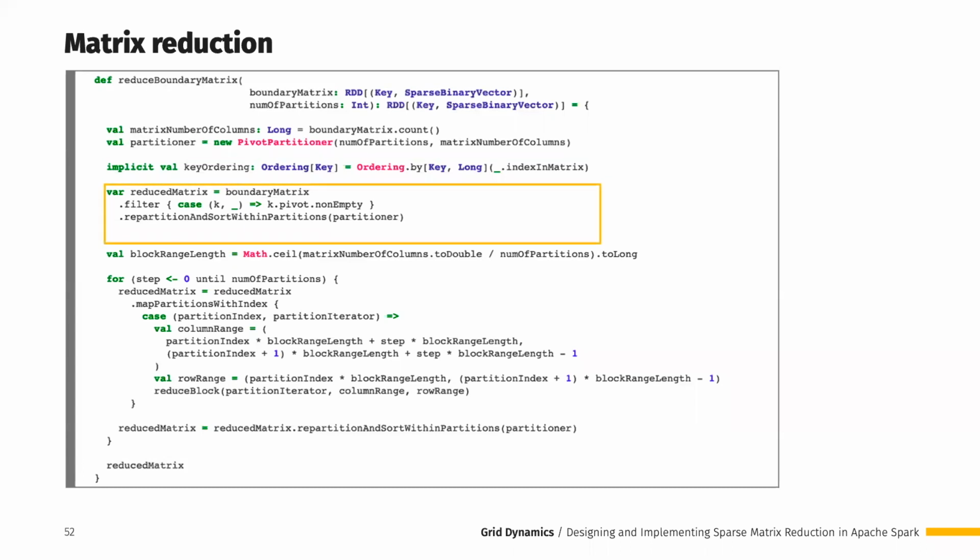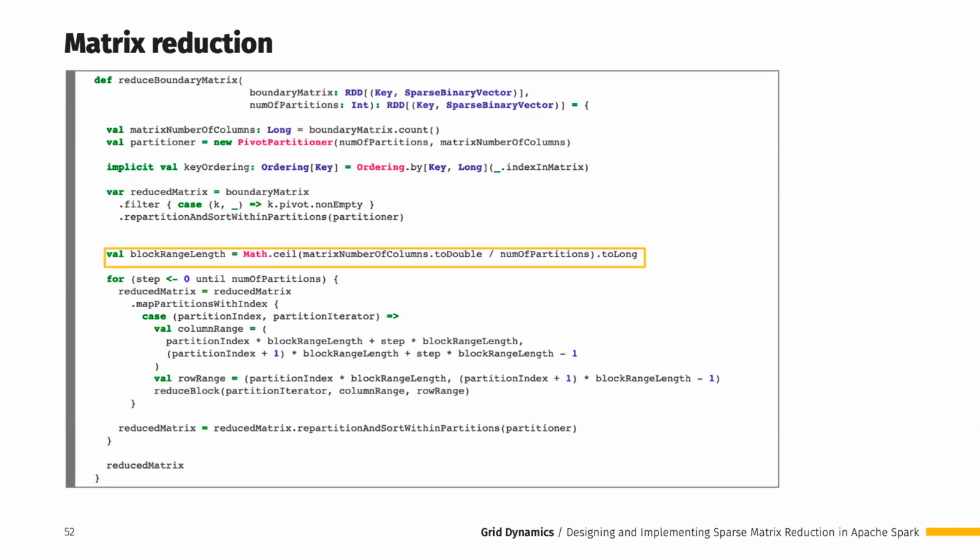And now we're going to have an iterative algorithm. We create a variable called reduced matrix, which is initially just the boundary matrix with zero columns filtered out. As I said, they are useless in the reduction in general. What we then do is repartition and sort within partitions based on this custom pivot partitioner, which will move all of the columns that are needed to the correct node, I mean partition.